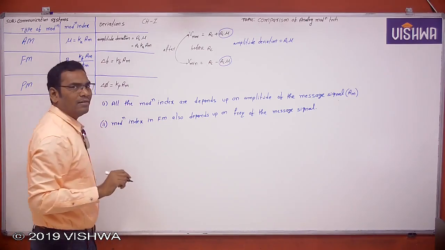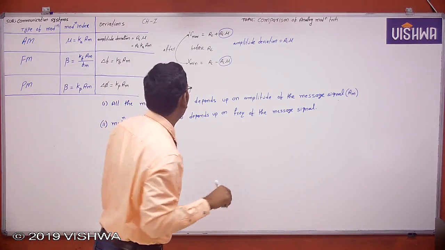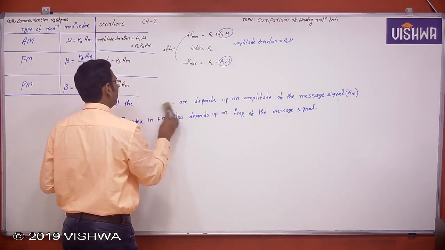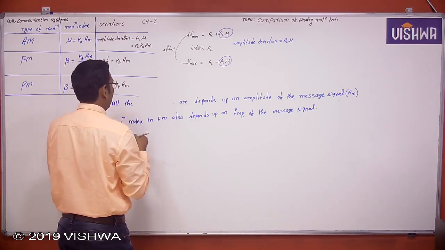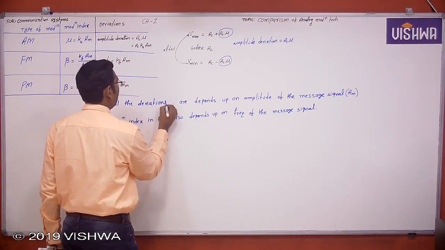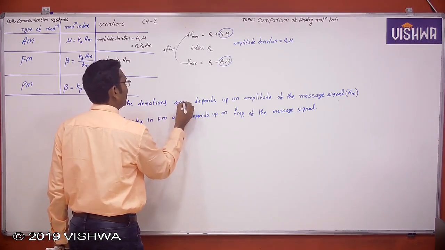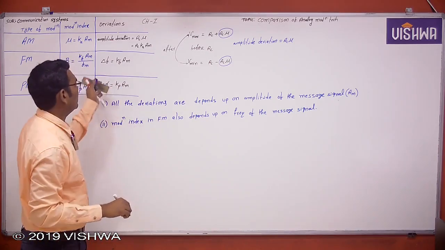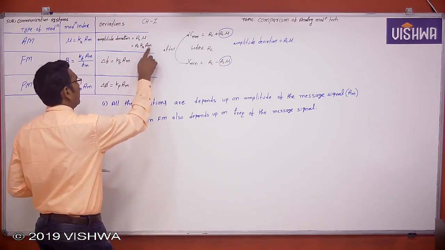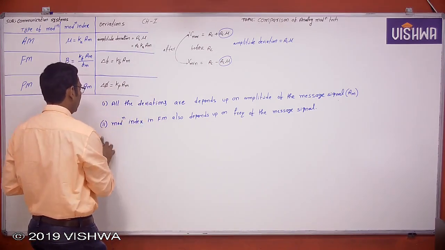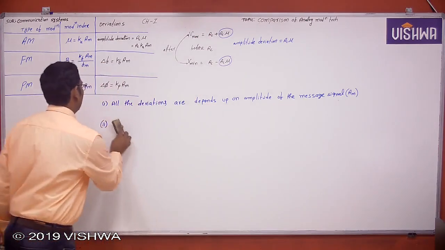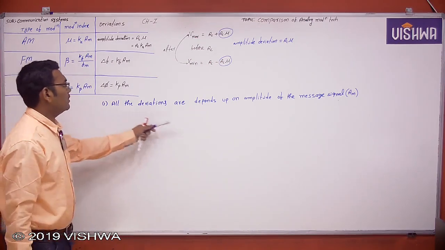You know that all the deviations must and should depend upon the amplitude of the message signal, Am. With respect to deviations, this is the point.